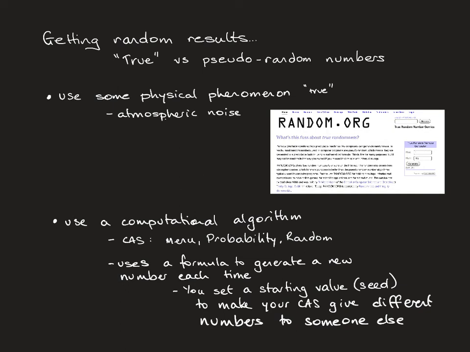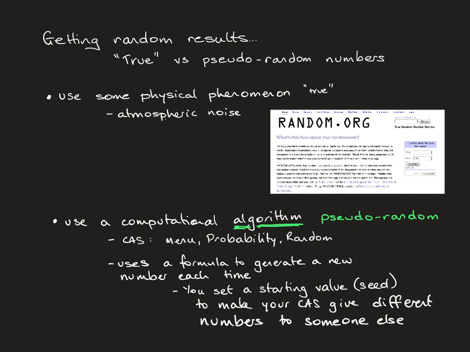The other thing that you can do is you can use a computational algorithm. So your computer will generate random numbers for you. Excel does it. Your phone, depending on what you're running, will do it. But your CAS calculator definitely generates some random numbers for you. But because it's an algorithm, there's a pattern to what's going on. So it's not a true random, it's actually a pseudo-random.